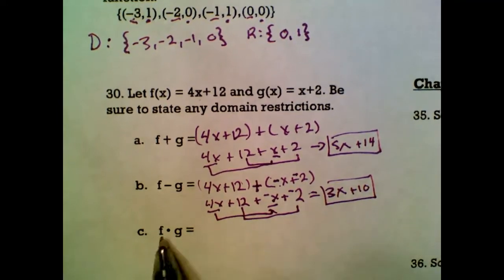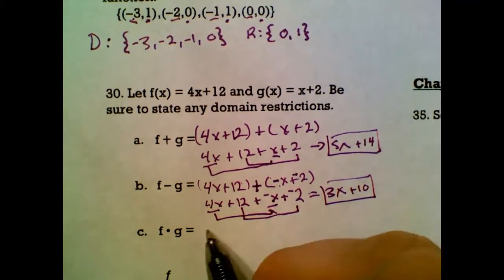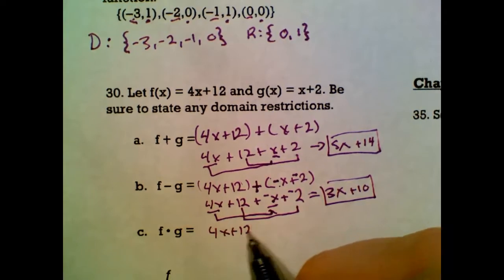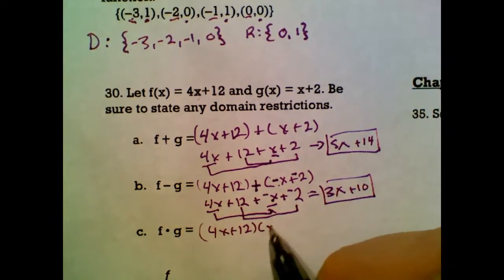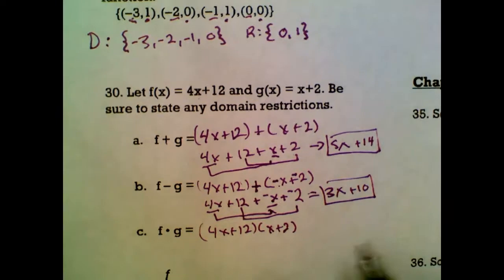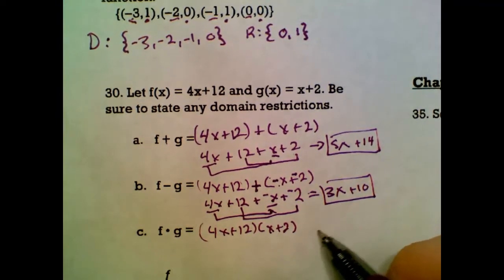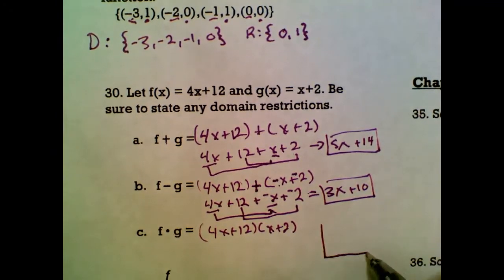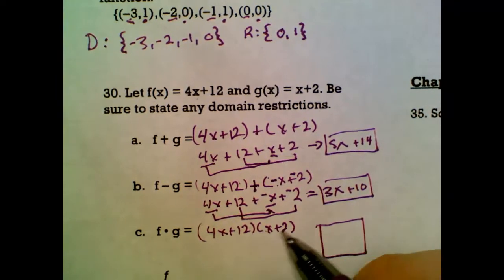Okay, now we're on to multiplying. In this situation, we've got 4x plus 12 multiplied by x plus 2. This is where I like the box method. Let's do that box method. Okay, so we'll make our little box. It's a 2 by 2 box because I've got 2 terms here and 2 terms there.